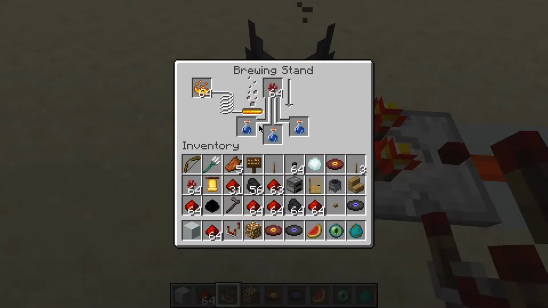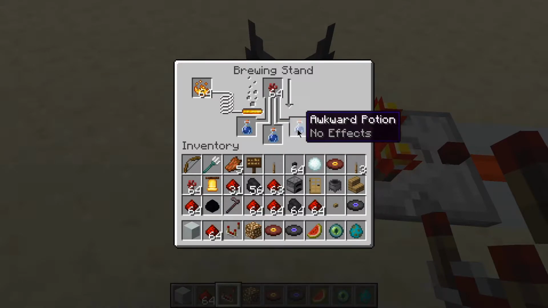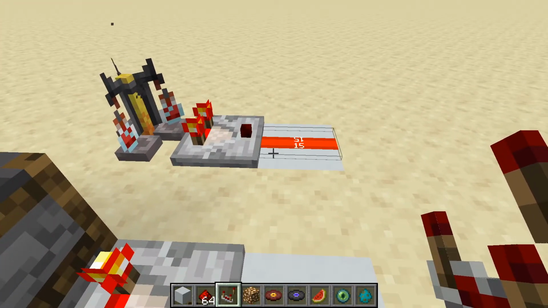And the same thing over here for the brewing stand. The blaze powder does count, and the awkward potions or any potions or water bottles will count. They're unstackable items, so they will count as a full stack. And then a full stack of nether wart means that this one is considered completely full.